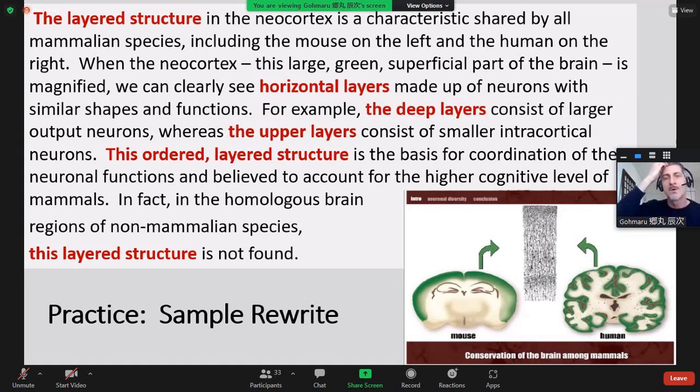Okay. So I intentionally rewrote this to include all of the same information from the original version, including that this is a mouse, this is a human, the green part is the neocortex, and this is a magnified image. Remember, in the original version, all of these were their own individual sentences. There was too much emphasis on this minor information. But now I've included it as minor clauses that fall in very weak positions. Right, so in the topic sentence we see the layered structure in the neocortex is a characteristic shared by all mammalian species, including the mouse and the human.